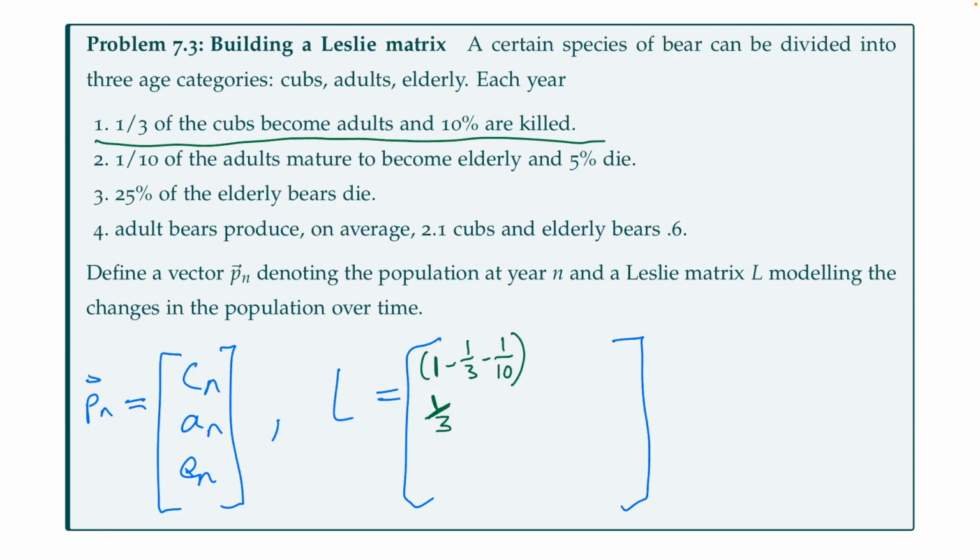Let's see, what else are we told? Adult bears produce on average 2.1 cubs. Remember our first row is going to tell us what's going on with births. So this second element here on the first row is going to be 2.1. And elderly bears, that's our third age class, on average produce 0.6 cubs. So this one here is 0.6.